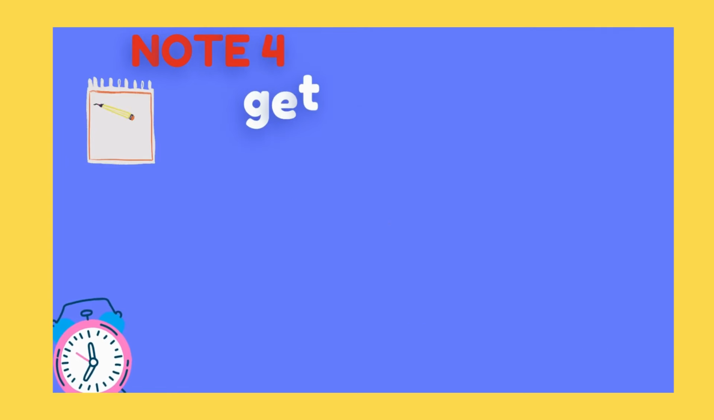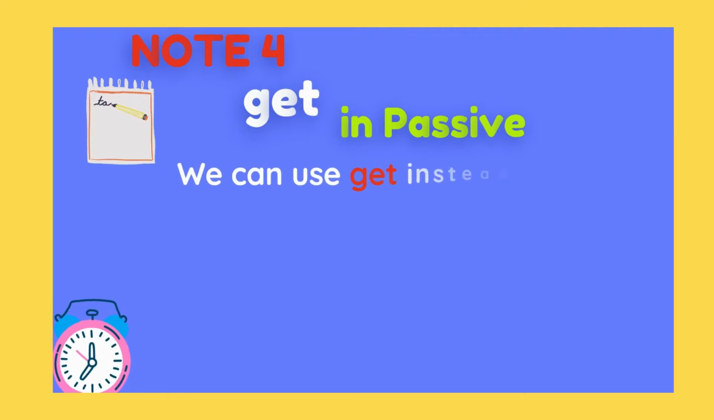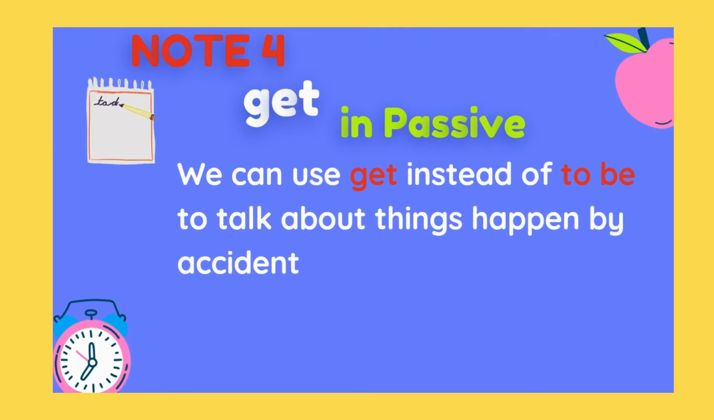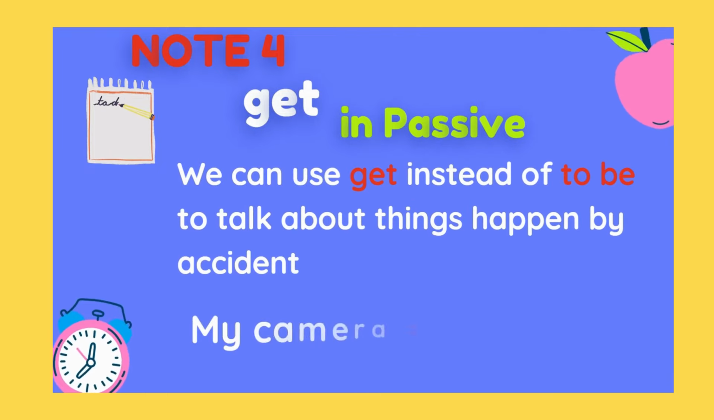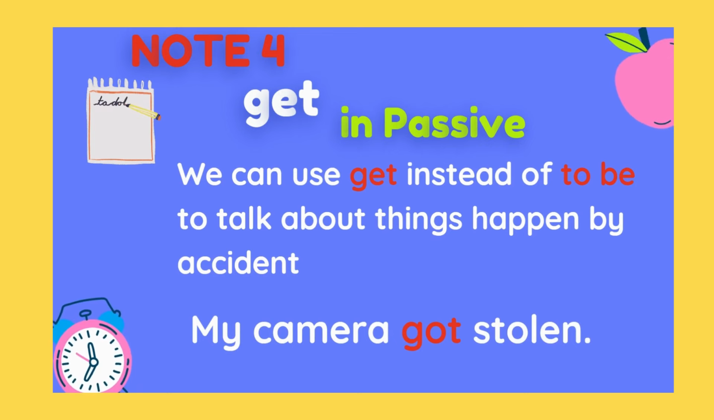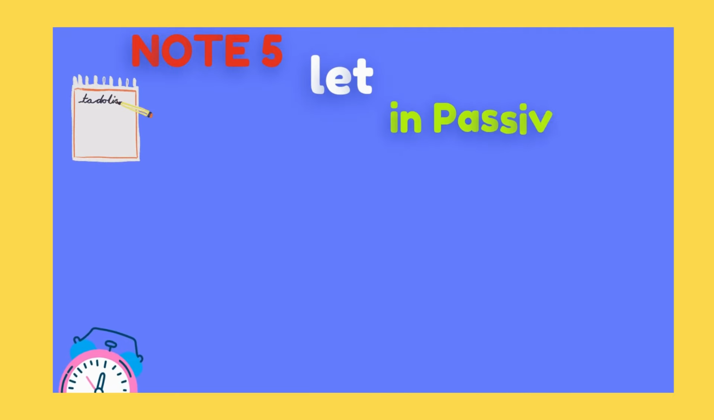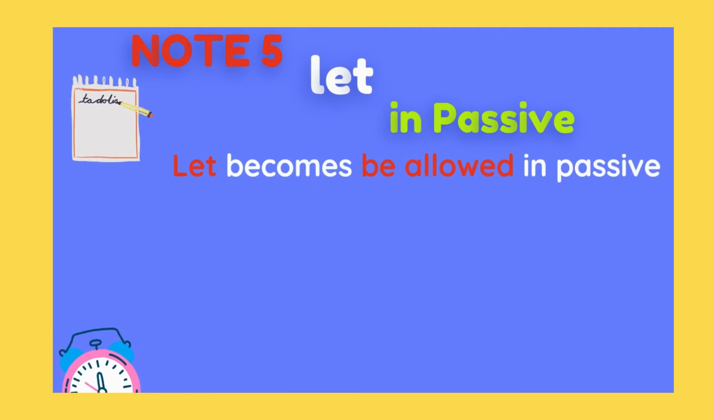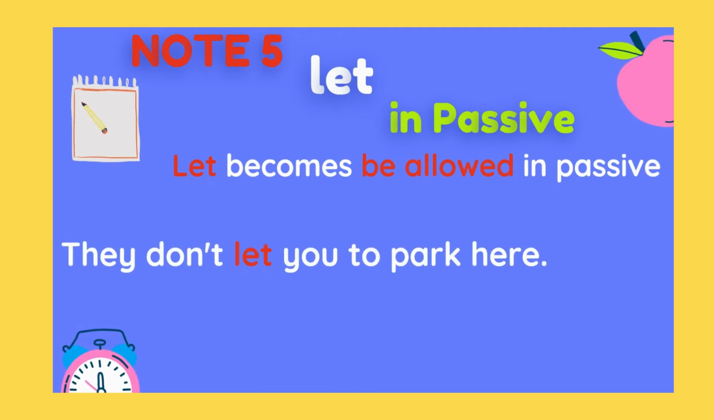Note 4. We can use the verb get instead of the verb to be in everyday speech when we talk about things that happen by accident or unexpectedly. For example, my camera got stolen. Note 5. The verb let becomes to be allowed in passive. For example, they don't let you park here, it is in active. You aren't allowed to park here, it's in passive.